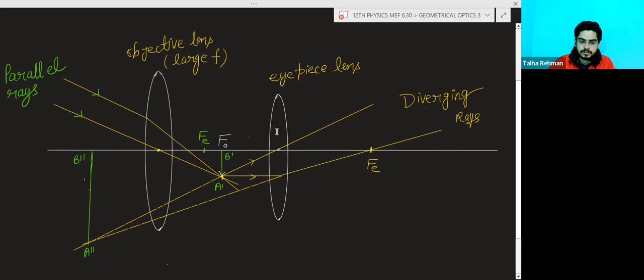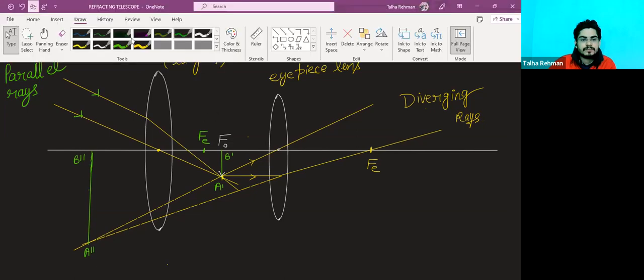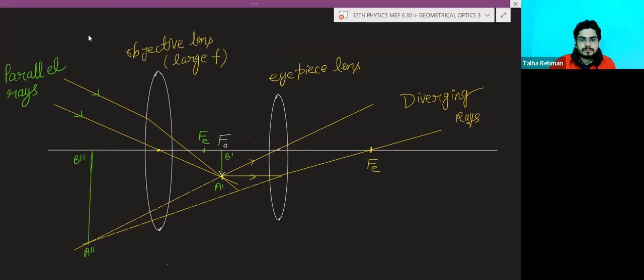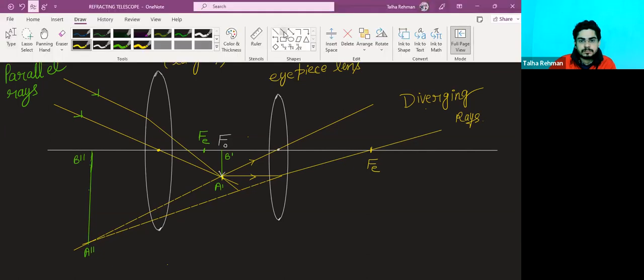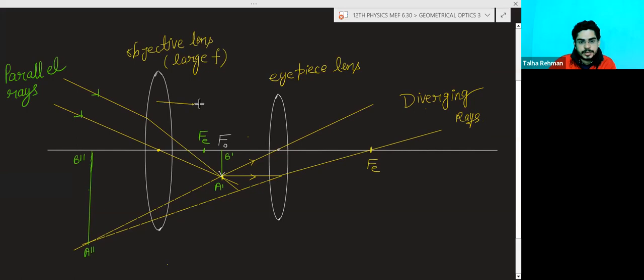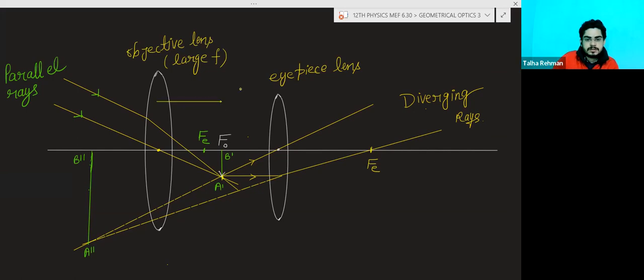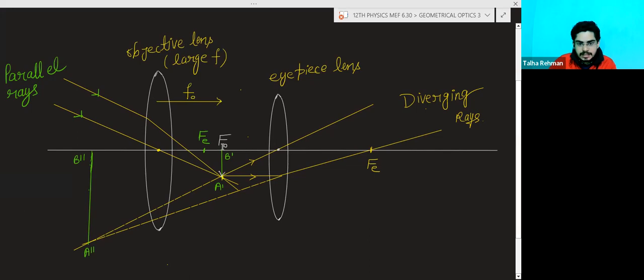Okay. So if you will take the distance from here to here, this distance will be the focal length of objective lens, and this distance will be the object distance for the eyepiece lens.